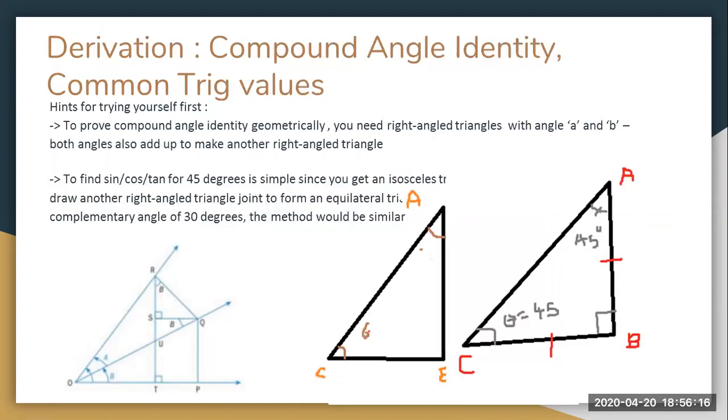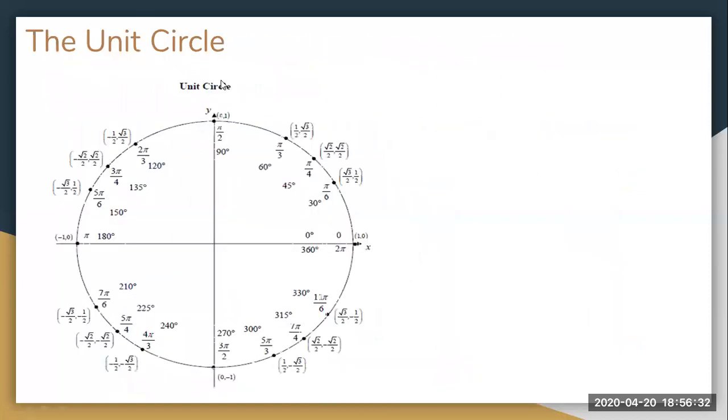I'm a bit lazy to go over that. Derivation is not 100% needed, but we are just trying to show that these formulae don't drop from the sky. But we'll go over that later. Okay, this is the unit circle, so using a unit circle.